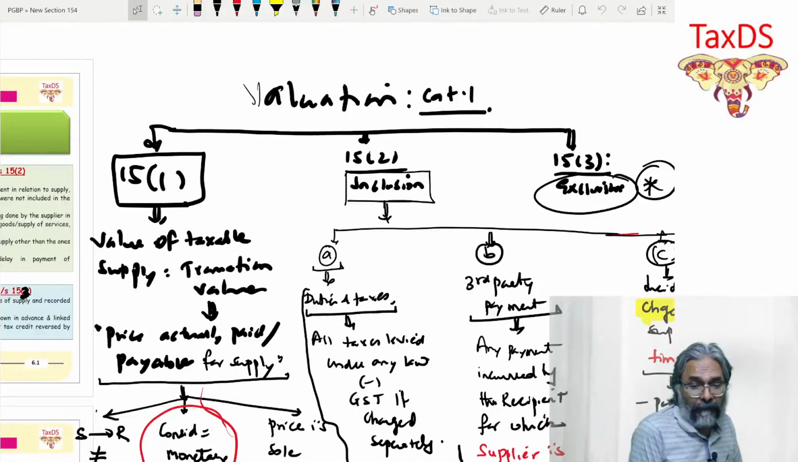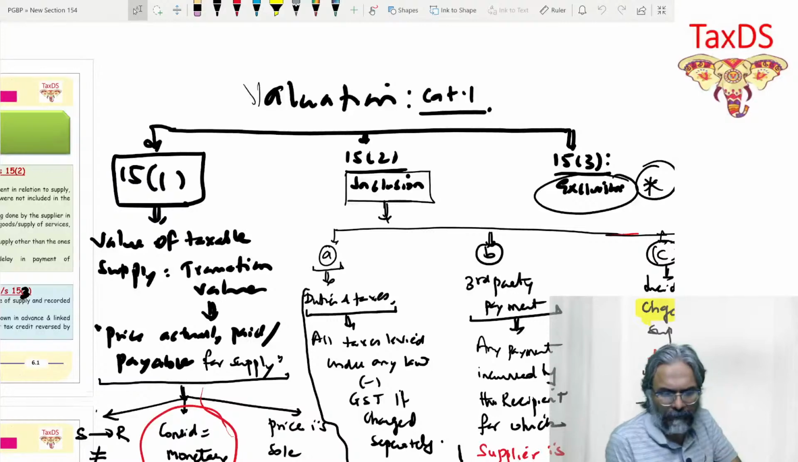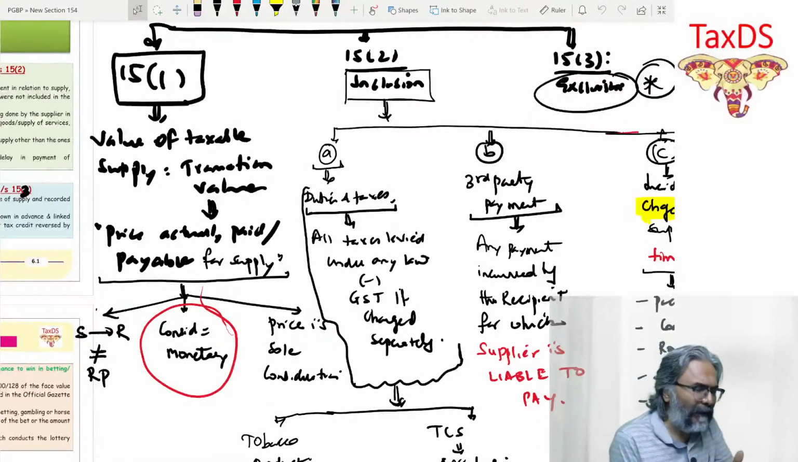Valuation rules have to be referred. Okay, so I have given you three conditions, but at least in your notes you need to write two. Now, what is included and what is excluded, students?